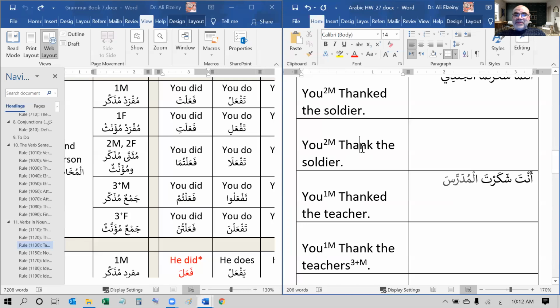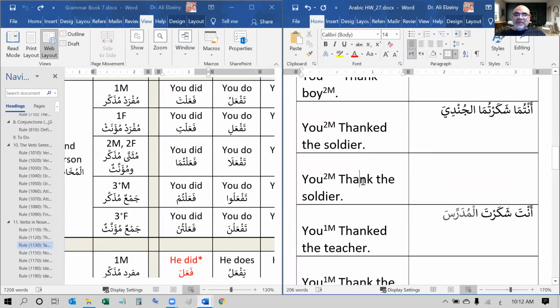Now this is going to be the same as that, but here it is going to be "thank" instead of "thanked". So it's going to be present tense. If it's going to be present tense, then it's going to be taf'ala. So it means تشكر. فعل تفعل. شكر تشكر. Okay, so instead of شكرتما, it becomes تشكر.